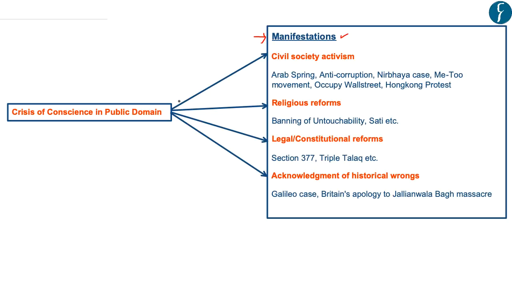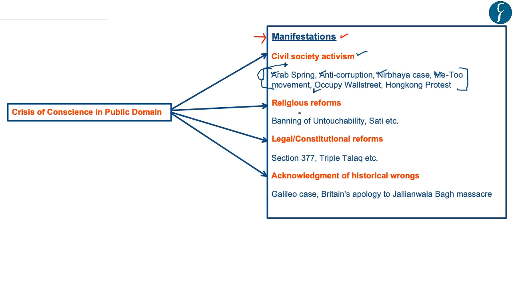Therefore, essentially, the crisis of conscience in the public domain manifests itself in the form of civil society activism that was seen in the Arab Spring, which was essentially a movement against authoritarian regimes in the Middle East, the anti-corruption movement of 2011 led by Anna Hazare in India, the Nirbhaya case, the Me Too movement, the Occupy Wall Street movement against the prevailing inequality in the society, and most recently the Hong Kong protest by the pro-democratic sections of the society. In all such cases, the inner beliefs or the convictions of the society of gender equality, income equality, democracy, accountability, and transparency led to civil society activism, which is essentially a manifestation of crisis of conscience in these societies.